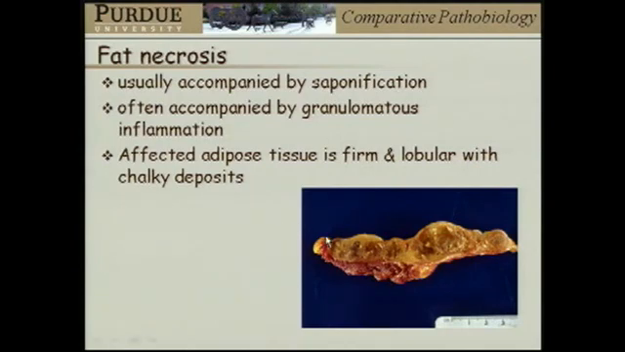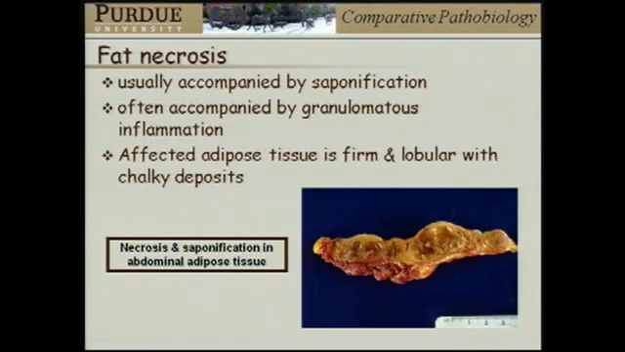This is abdominal wall of a horse, and so we are seeing this lobular change, opacity, the tissue's firmer than normal, and we can see these paler zones of soap formation to tell us that there's fat necrosis and saponification in this horse. So morphologic diagnosis is necrosis and saponification of adipose tissue.